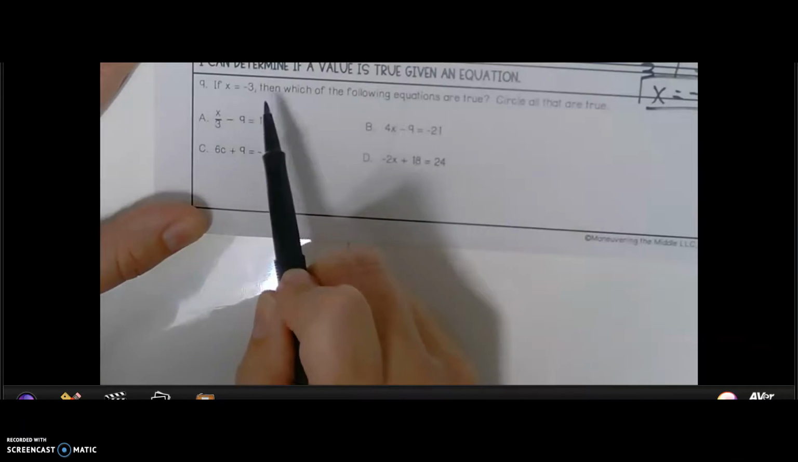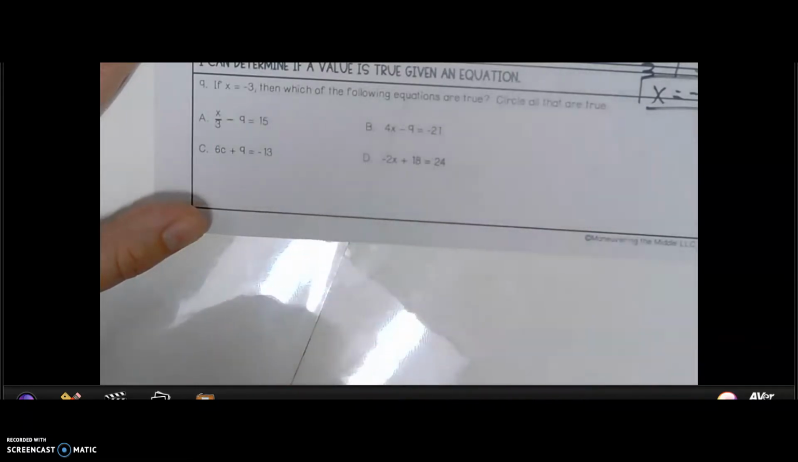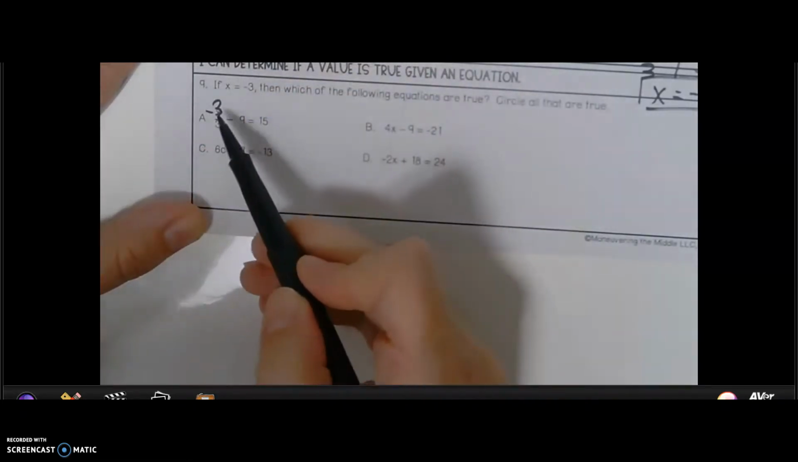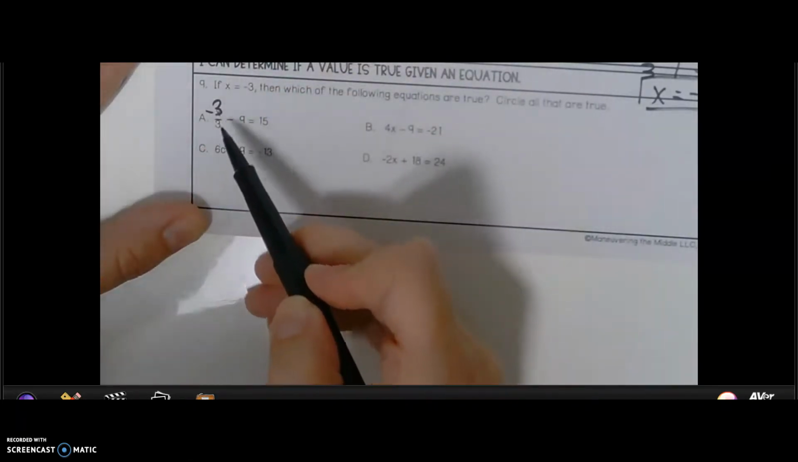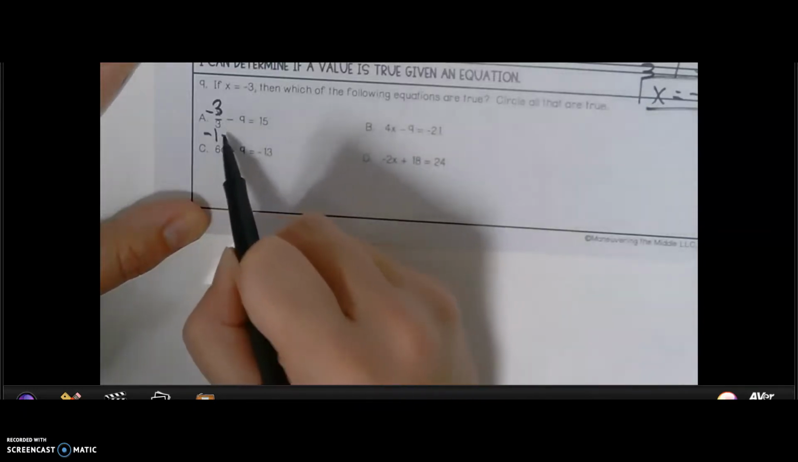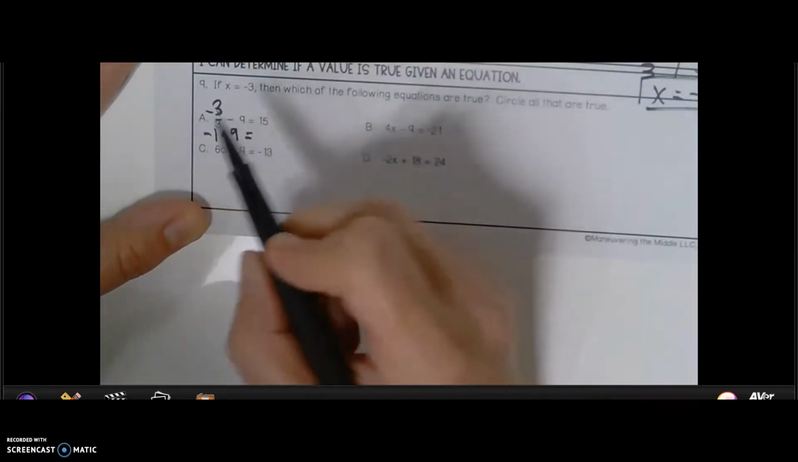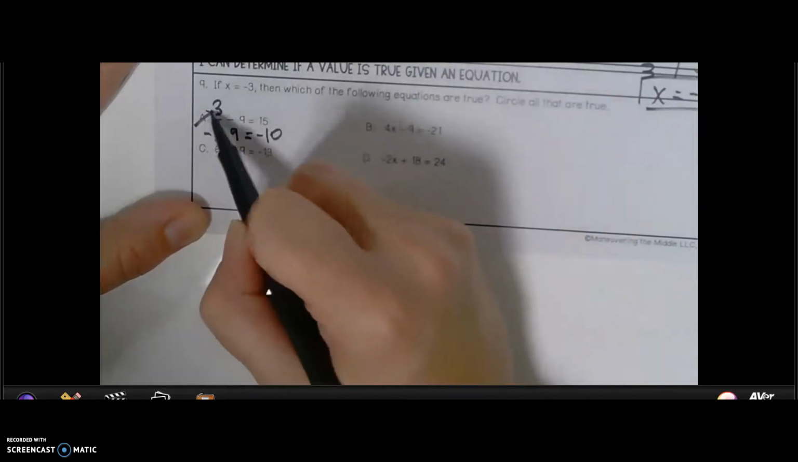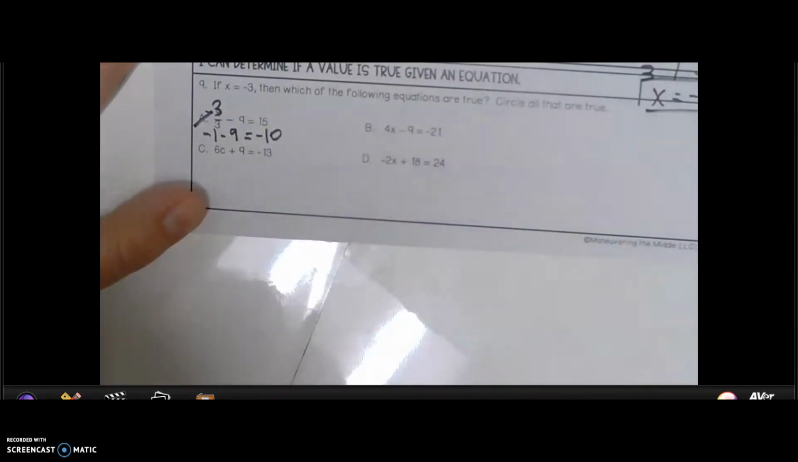All right, at the bottom of this page, I can determine if a value is true for a given equation. If x, our variable, equals negative 3, then which of the following equations are true? Circle all that are true. If we plugged in negative 3 right here, we would have negative 3 divided by 3, which would be negative 1 minus 9 equals, and I would combine those two, that would be negative 10. So negative 3 is not a solution for A.